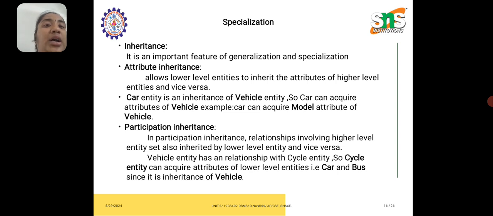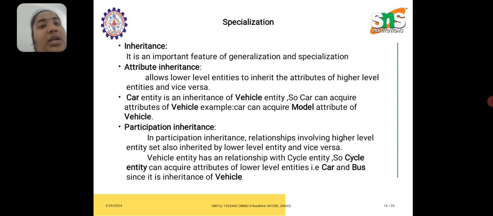For example, the car entity is an inheritance of vehicle. If a general attribute is in vehicle, a car gets inherited from it. So car can acquire attributes of vehicle. For example, car can acquire the model attribute of vehicle. So vehicle is an entity, and from that vehicle, a car has been inherited. There will be many models or attributes for a car and a vehicle.